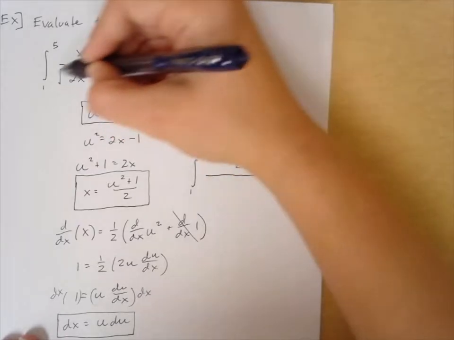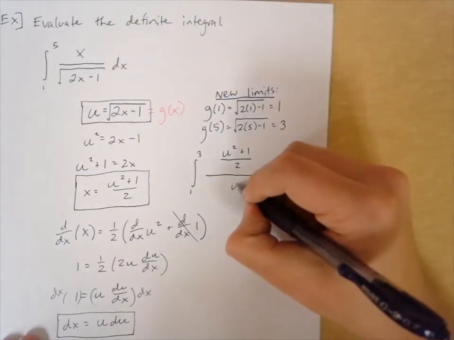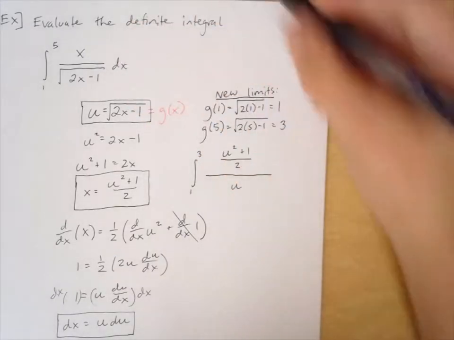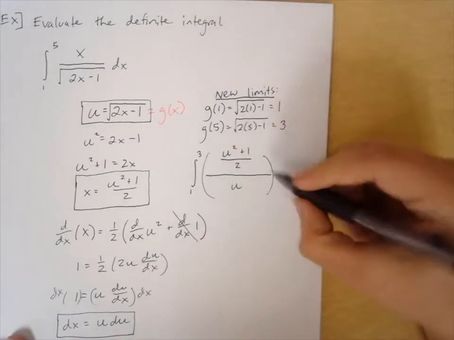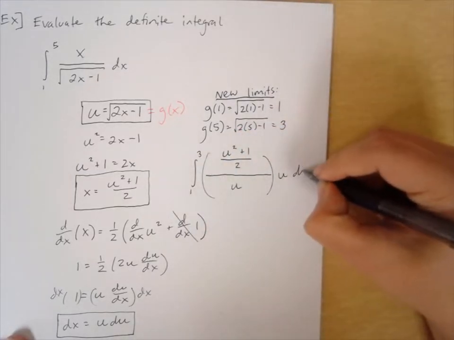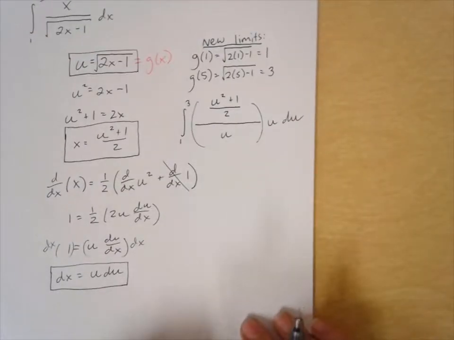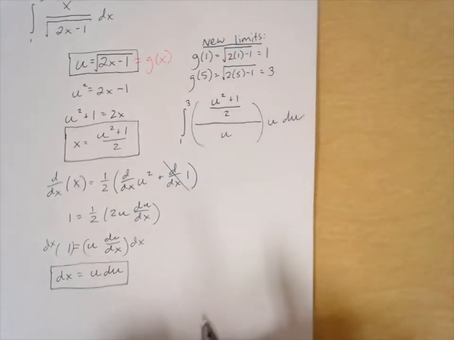Now, radical 2x minus 1 is actually just u. So I'm going to write u. And then I had times dx of everything. Well, dx is actually just u du. So I have this whole thing, and then I have times u du. All right. I'm going to write this on a separate sheet of paper so it stays organized, but we're going to work with this.